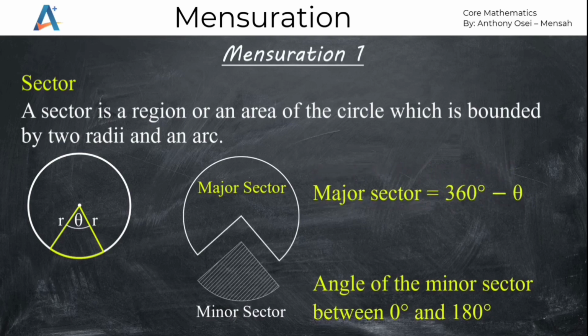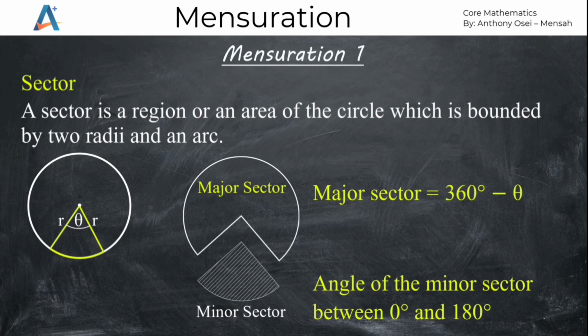So we realize that the rest of them will become that of the major, because if theta is for the minor, then 360 minus theta becomes that of the major angles, or the major sector's angle. So that is how we can find an angle for the major sector when the minor sector angle is found. So please get to know how to do that.